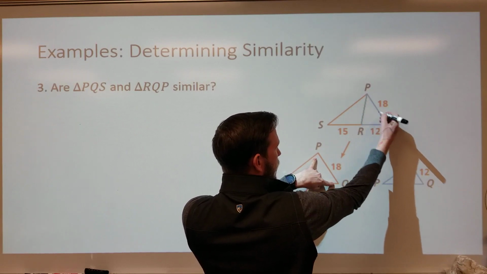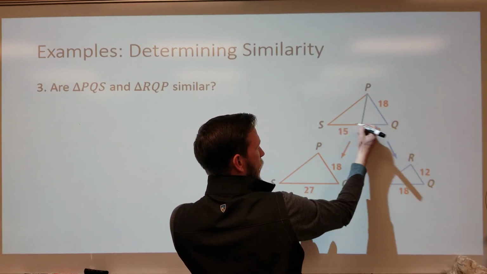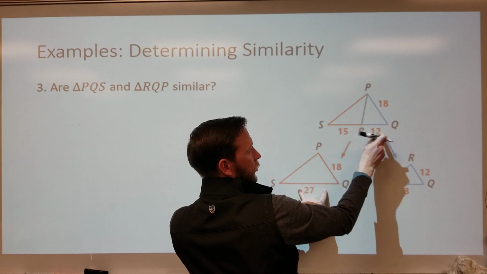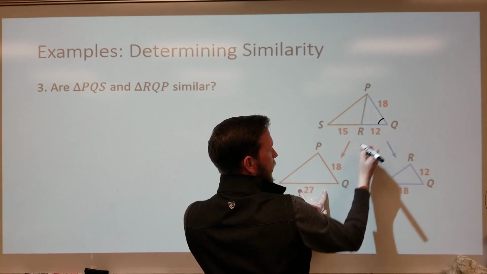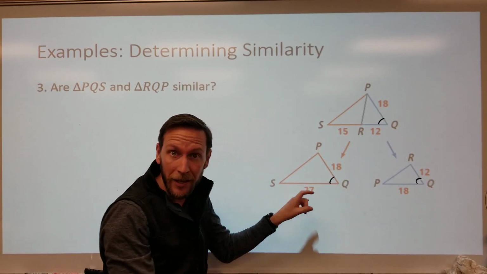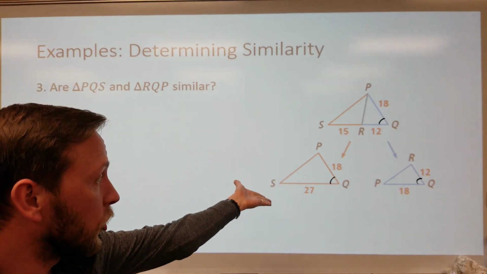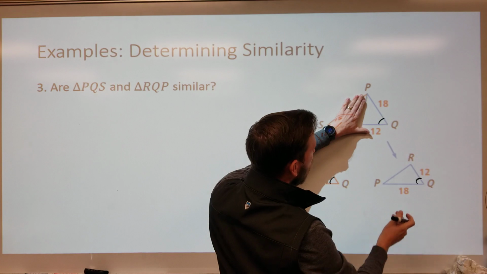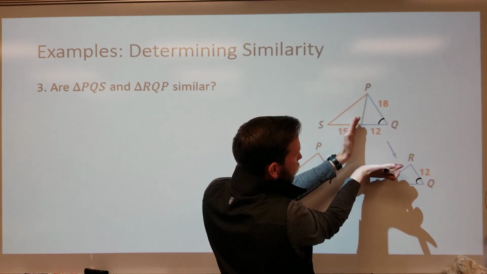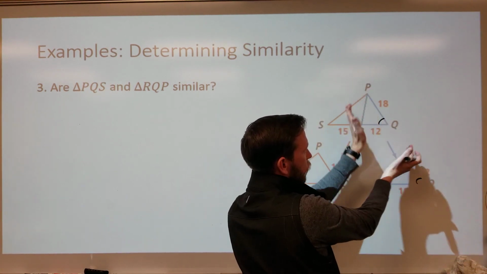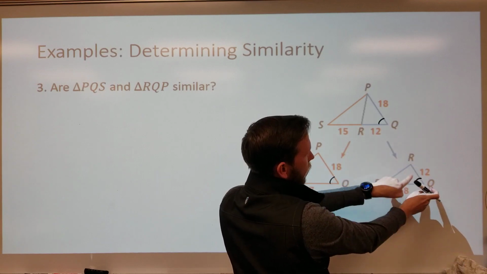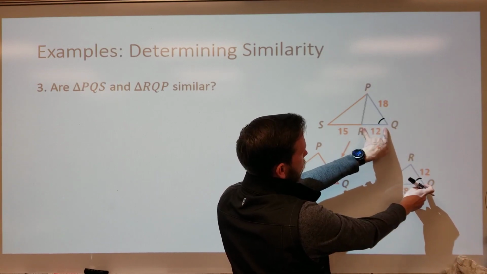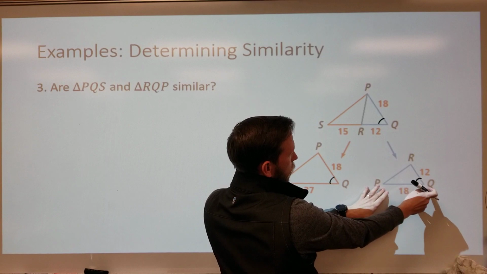I've got this segment, PQ, is 18. I've got this whole side, QS, is 27. It's 15 plus 12. And in between those sides is this angle Q. It's a shared angle. So angle Q is congruent to angle Q. It's reflexively congruent to itself. And then on this other triangle, it's like I moved it down and I rotated it as well. So 12 is going from R to Q, and 18 is going from Q to P.